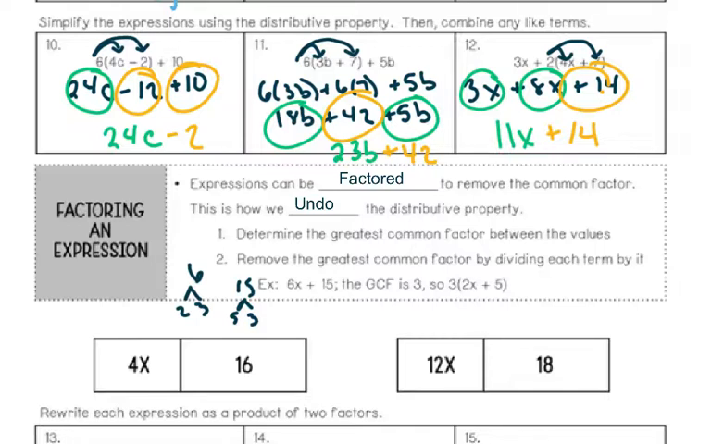Next, I'm looking for the greatest common factor, so I find that they have a 3 in common, so that is my GCF. Once you do that, the second step is to divide each term by it, so we can take 6x divided by 3. 6 divided by 3 is 2. We've got to keep that x, though. And then on the other end, we've got 15 divided by 3, which is 5. So this is what the final factored expression would look like.